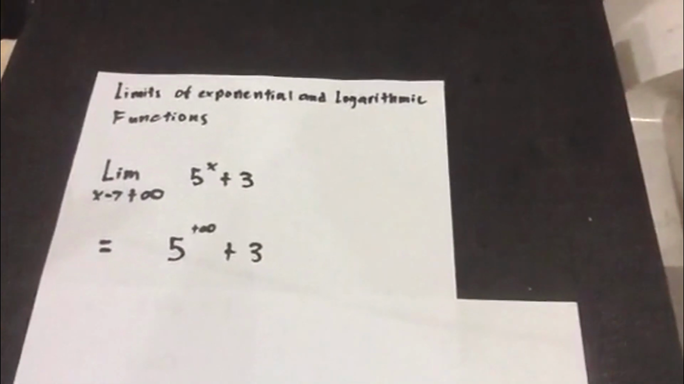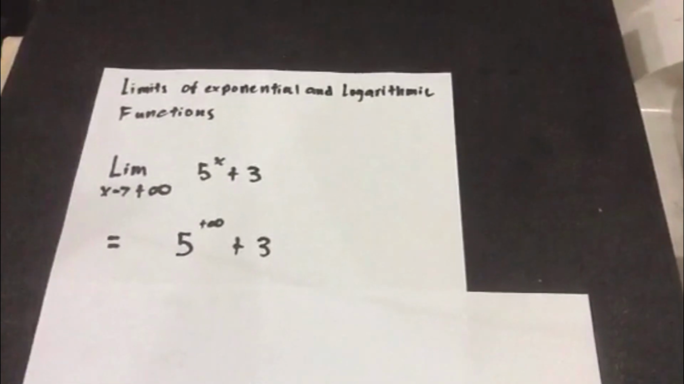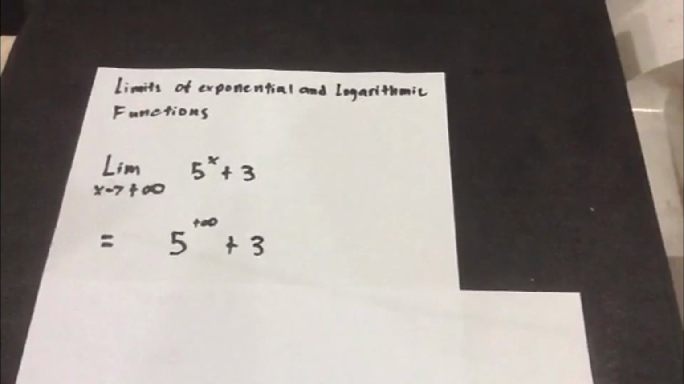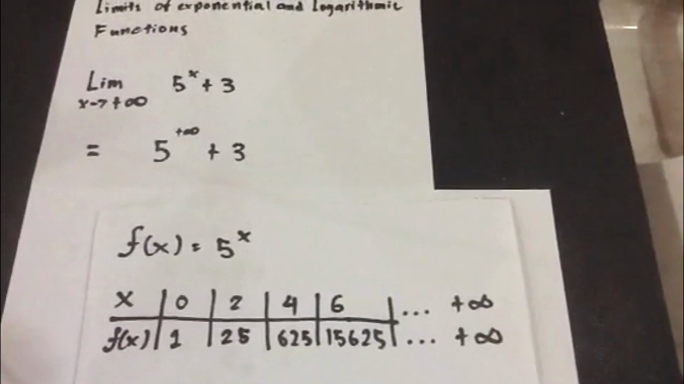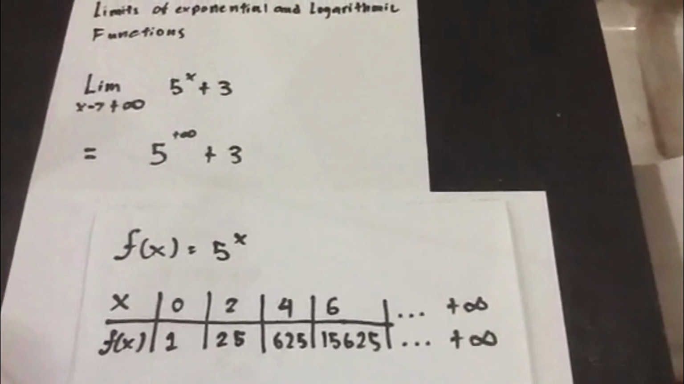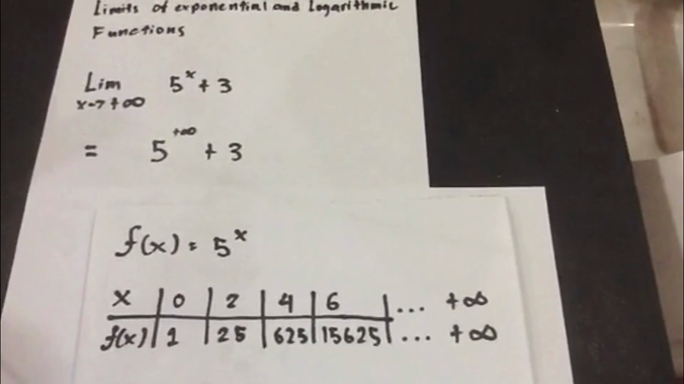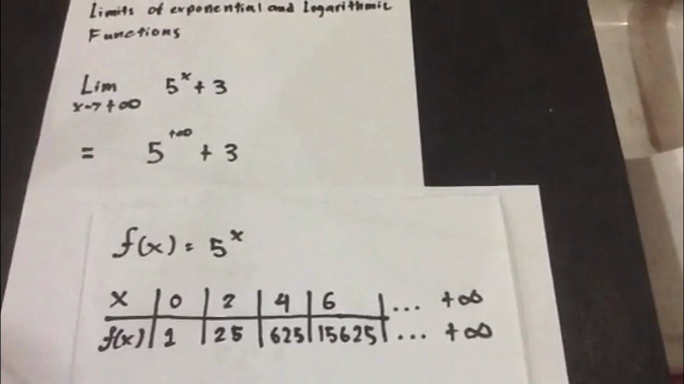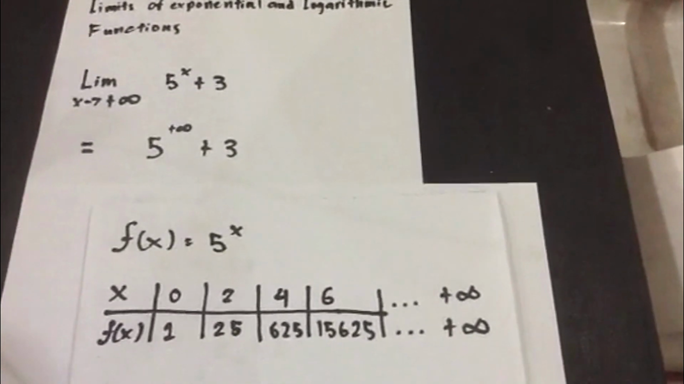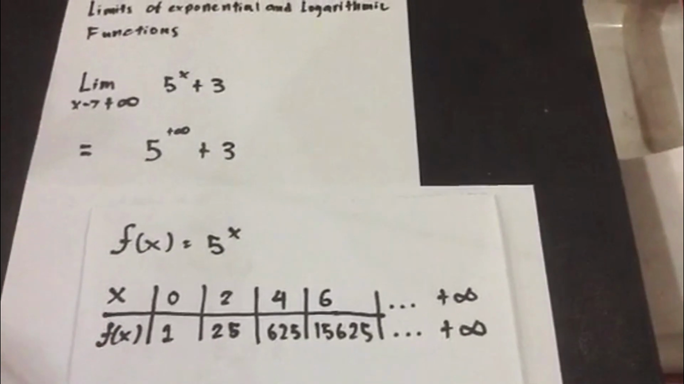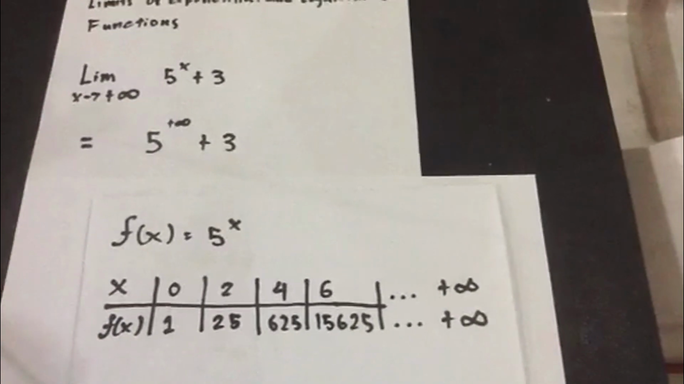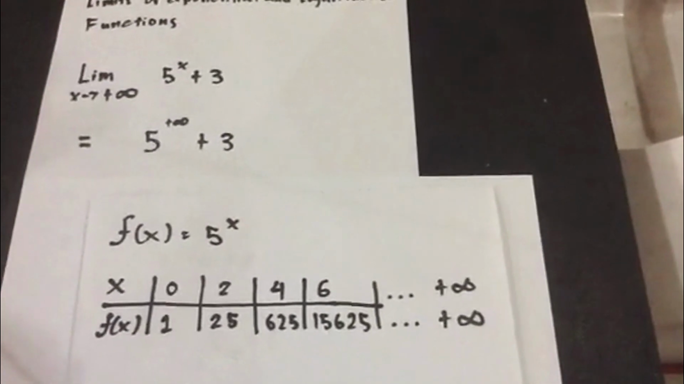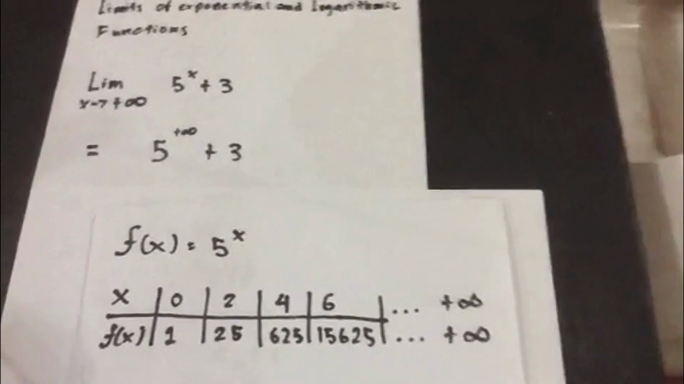So basically, we now have 5 raised to the power of positive infinity plus 3. And in order to understand this problem, let us refer to the table below. We need to take note of two things in the table. It's the relationship of x with f(x), which is that as x increases, f(x) increases, and the fact that x is approaching positive infinity, which means that as x approaches positive infinity, f(x) approaches positive infinity too. Therefore, 5 raised to the power of positive infinity is just positive infinity.